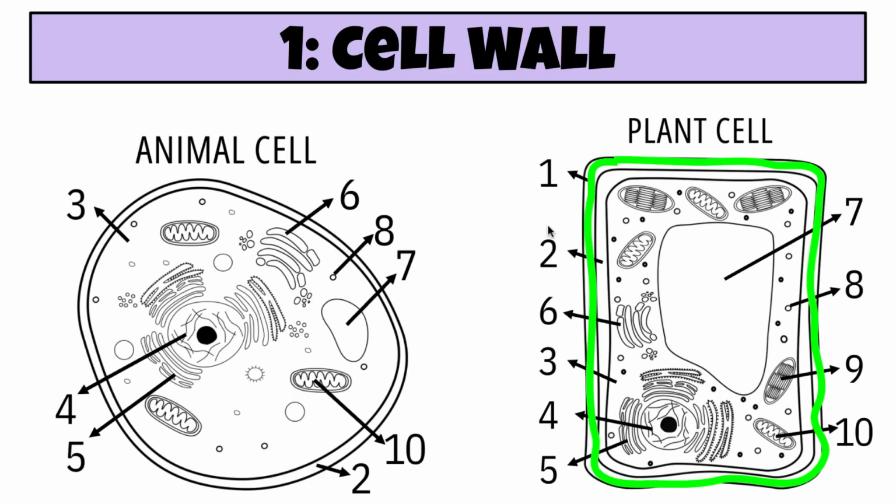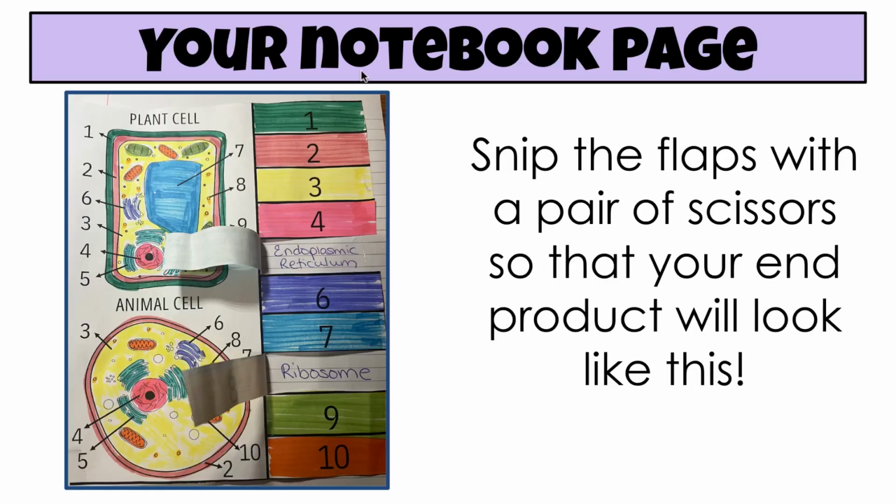So the first thing we're going to color is the cell wall. The cell wall is responsible for providing support to a plant cell. It only belongs in the plant cell, and it's this outermost layer. You may color this any way you would like. So go ahead and color your cell wall, and then add to your flap right here, color this number 1 the same color, and write cell wall underneath.